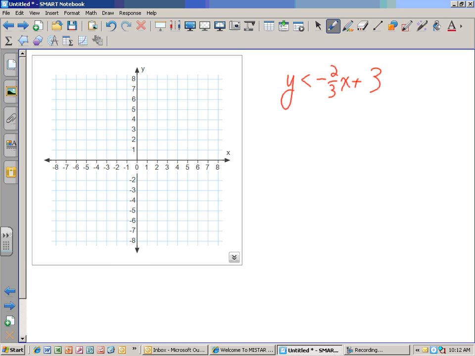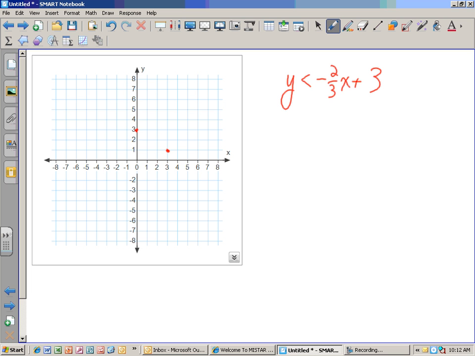So Max, where does this line cross the y-axis? Where does this graph cross the y-axis? At 3. Okay, so I can put a point at 3. And what's my slope? Negative 2/3. What does that mean? I go down 2 and over 3, and I make another point. And that's where my line's going to be between those 2 points.